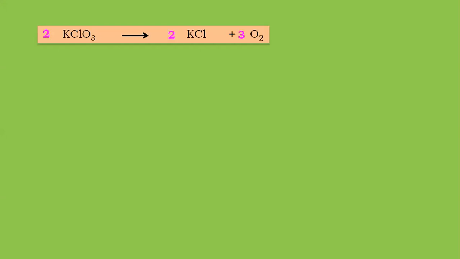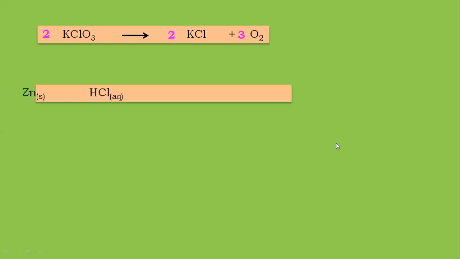I hope all the students have got this answer, as it was a very simple one. Yes, 2KClO3 gives me 2KCl plus 3O2. Okay. Now the next one. Come on. This is a very simple one. Within a fraction of seconds, you'll be able to get it. Come on, quickly answer this. Zn plus HCl gives me ZnCl2 plus H2.